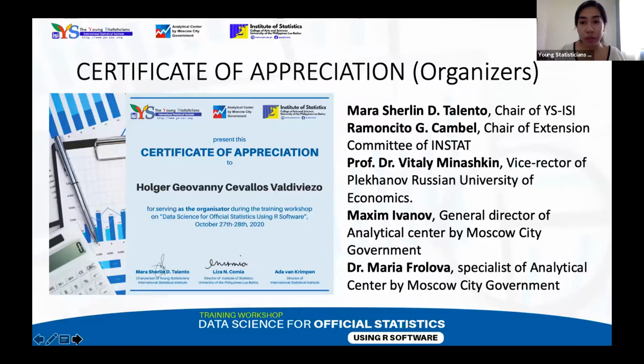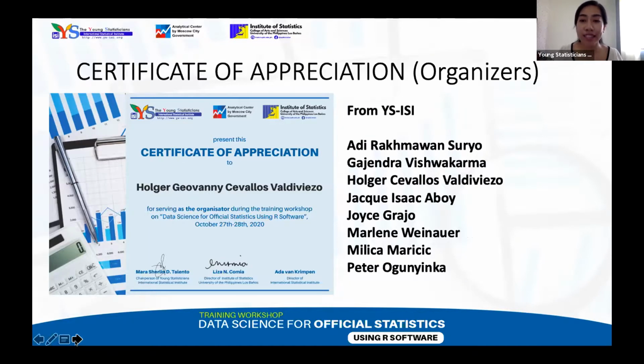Ramoncito G. Campbell, the Chair of the Extension Committee of INSTAT, Professor Dr. Vitaly Minashkin, Vice Rector of Plekhanov Russian University of Economics, Maxim Ivanov, General Director of the Analytical Center by the Moscow City Government, Dr. Maria Frolova, Specialist of the Analytical Center by the Moscow City Government, and also from YSISI, Adi Rahman Suryo. He's the one making all these designs that we are seeing and also the video presentations.